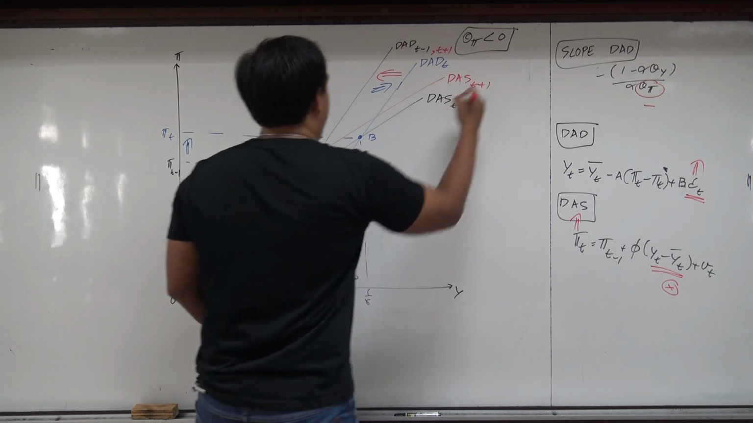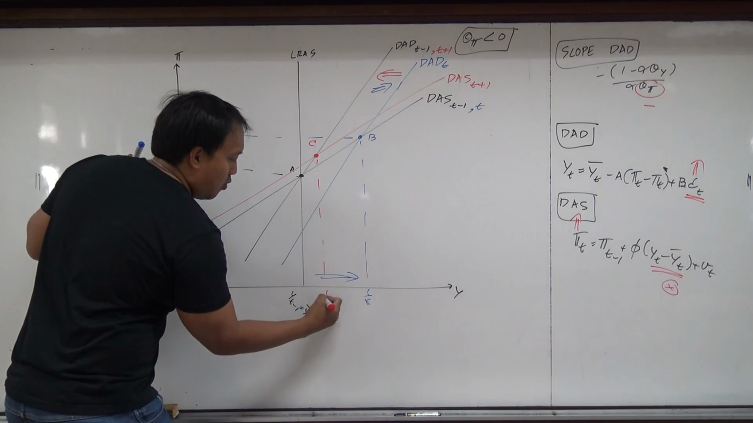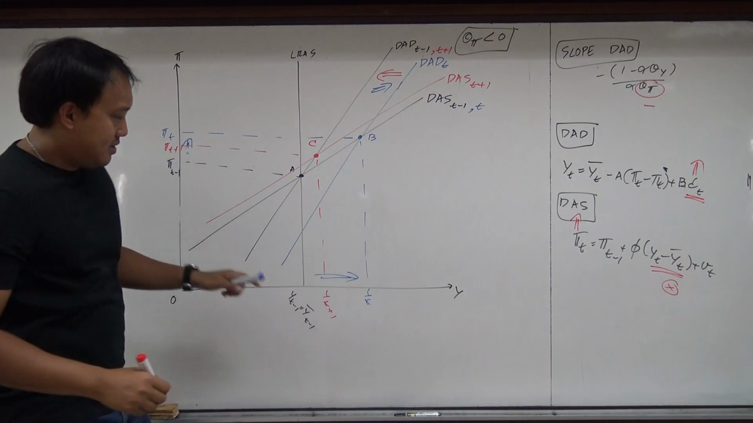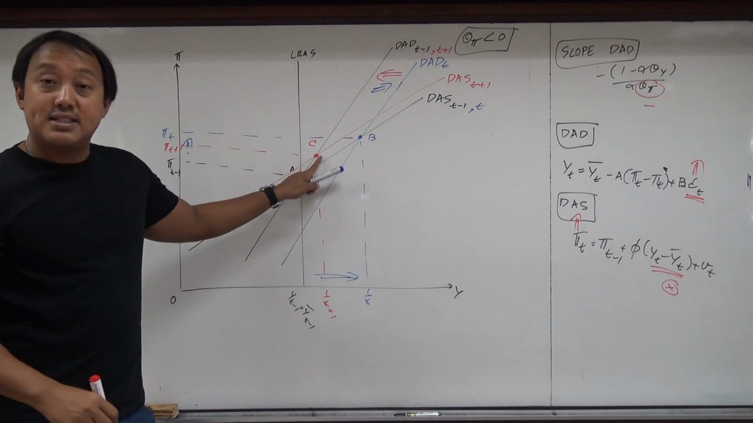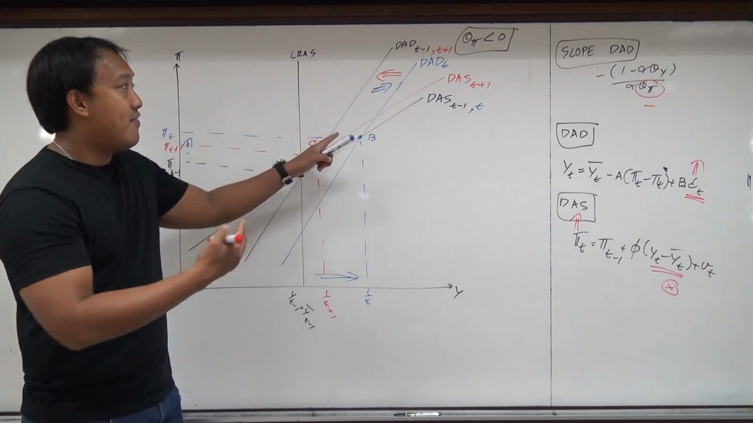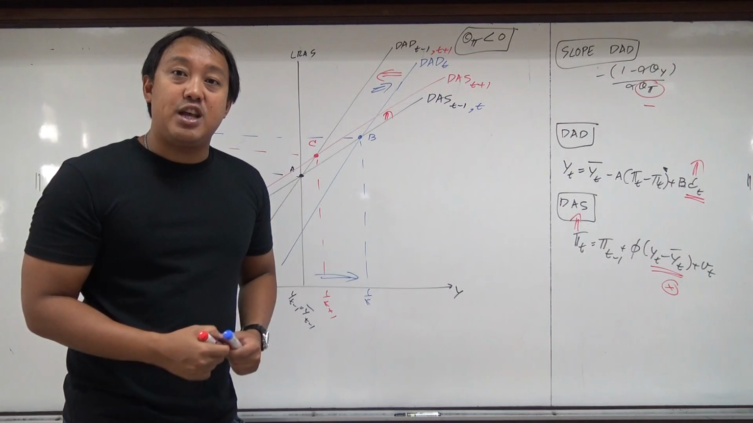DAS t plus 1. So it's coming back here to point C, yt plus 1. Point C: A to B, come back to C because DAD shifts back to the left and DAS shifts up. Okay, done for t plus 1.